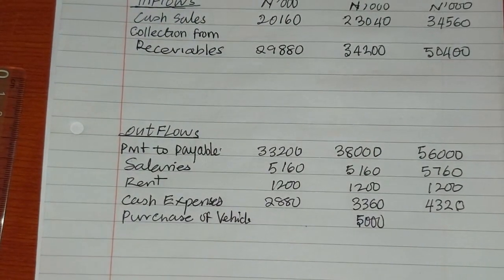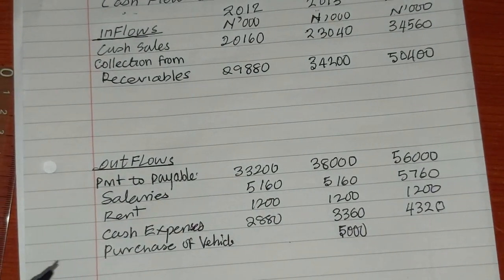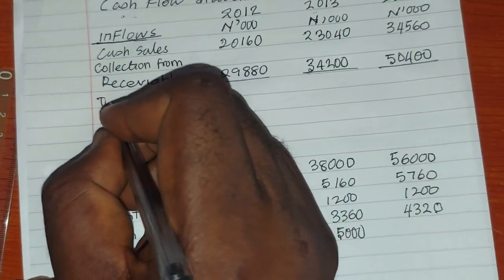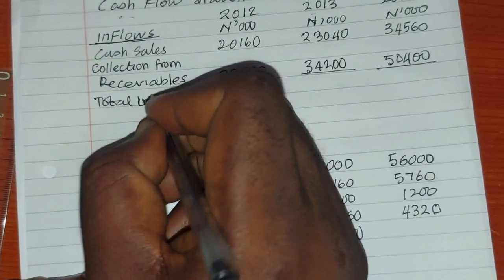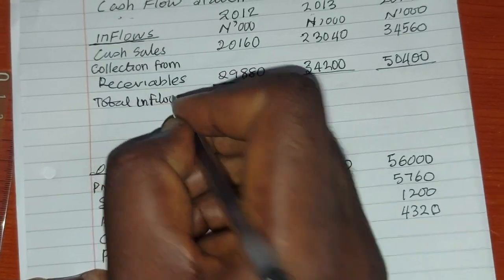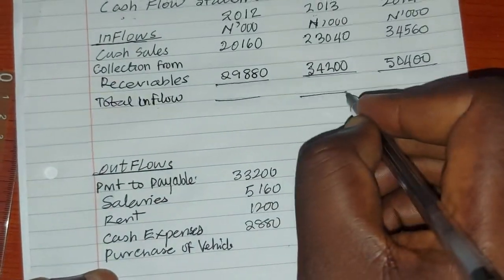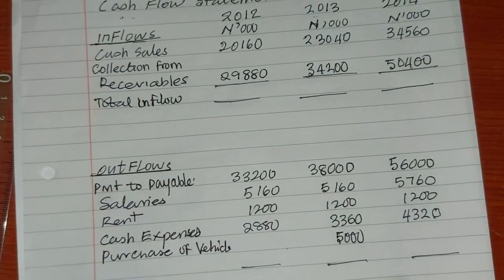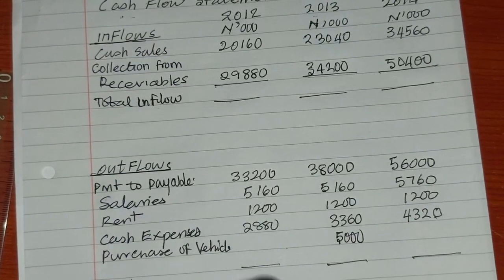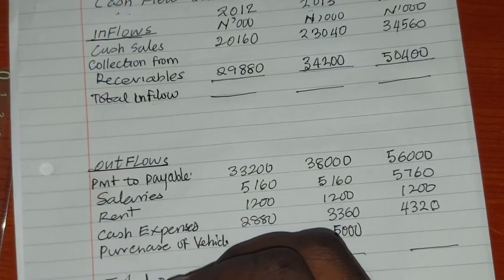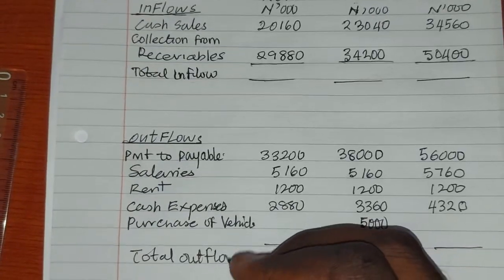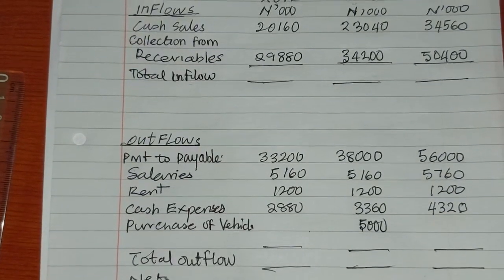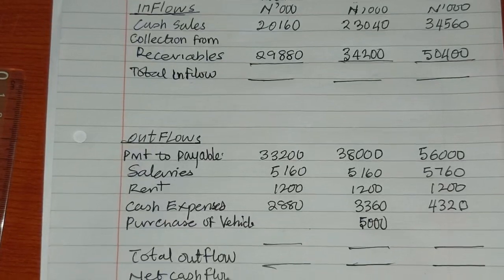Now, having done this, what is left behind? Then you need to take the total. This is total cash inflow. We add the total, then this is total outflow. We add this, so we have our net cash flow.